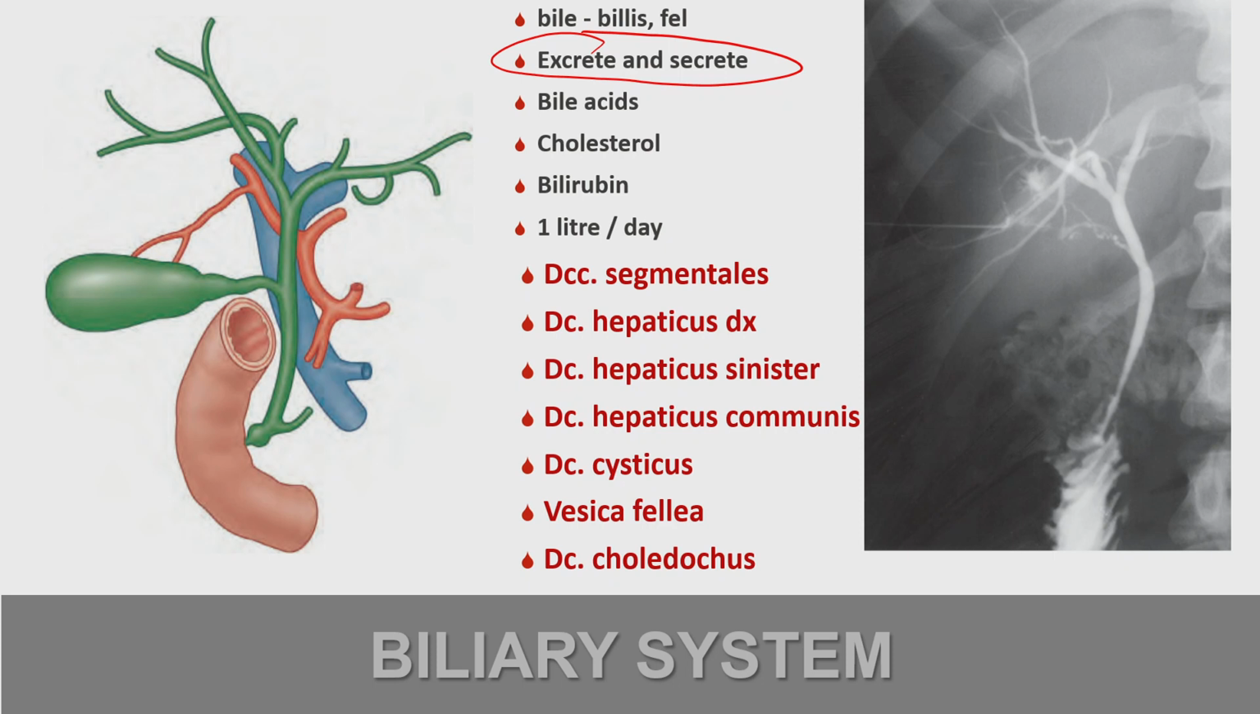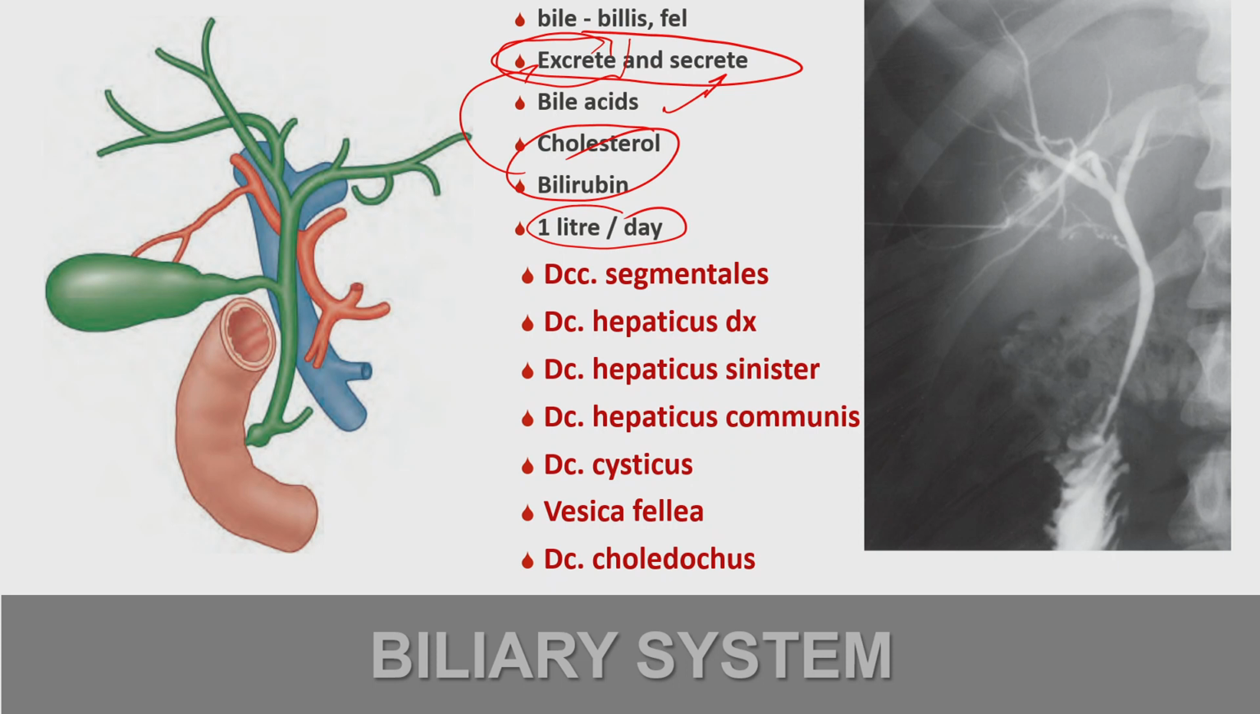Then there is important excrete. Pure excrete is, for example, urine. And here we have some waste products of metabolism which are excreted from the human body through the gastrointestinal tract. They are products of decay of hemoglobin, so bilirubin and cholesterol. So bile acids are part of secrete, and cholesterol and bilirubin excrete. It's about 1 liter a day, the production of the whole liver.